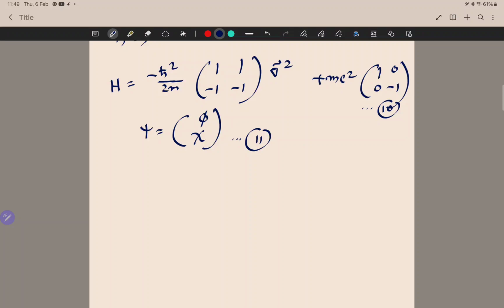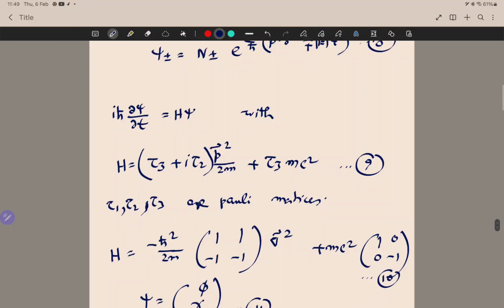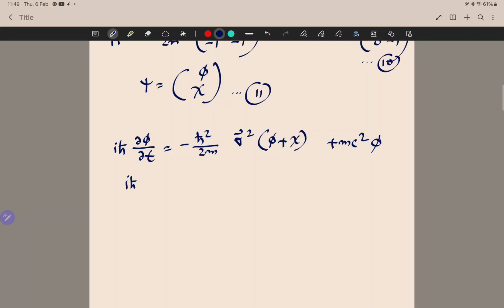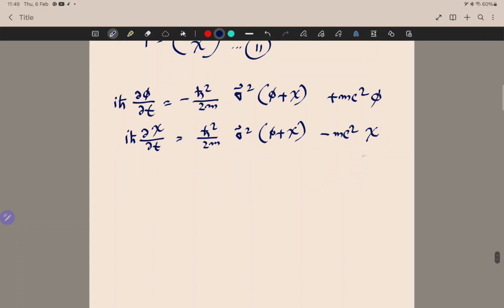Substituting this in equations 10 and 11, we have iħ ∂φ/∂t equal to minus ħ² divided by 2m Laplacian (φ plus χ) plus mc² φ, and iħ ∂χ/∂t equal to ħ² by 2m Laplacian (φ plus χ) minus mc² χ. This is equation number 12.